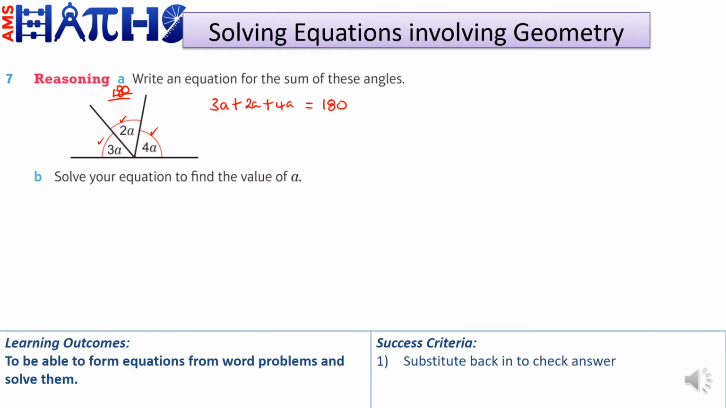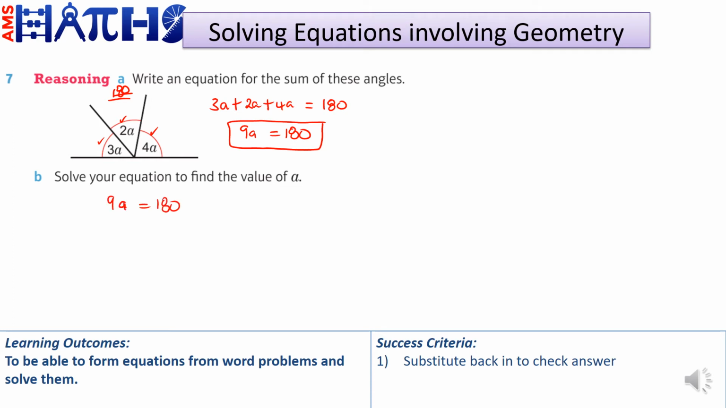Then you can simplify your equation. 3a plus 2a plus 4a will give us 9a equal 180. And so that is your equation. The next part of the question says you should solve the equation to find the value of a. So we have our equation, 9a is equal to 180.